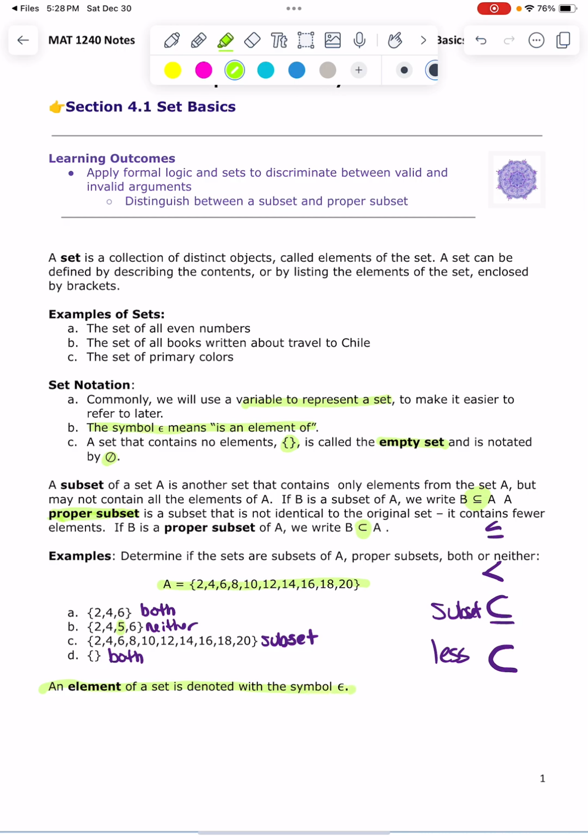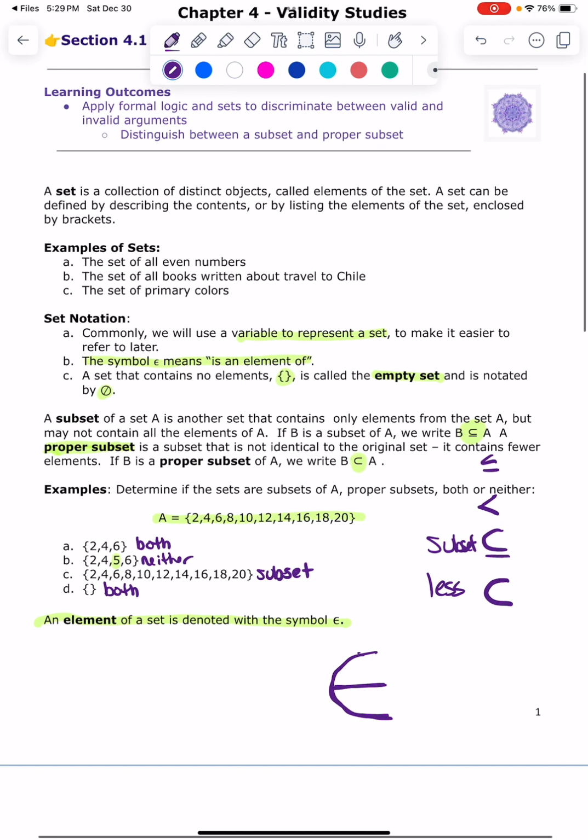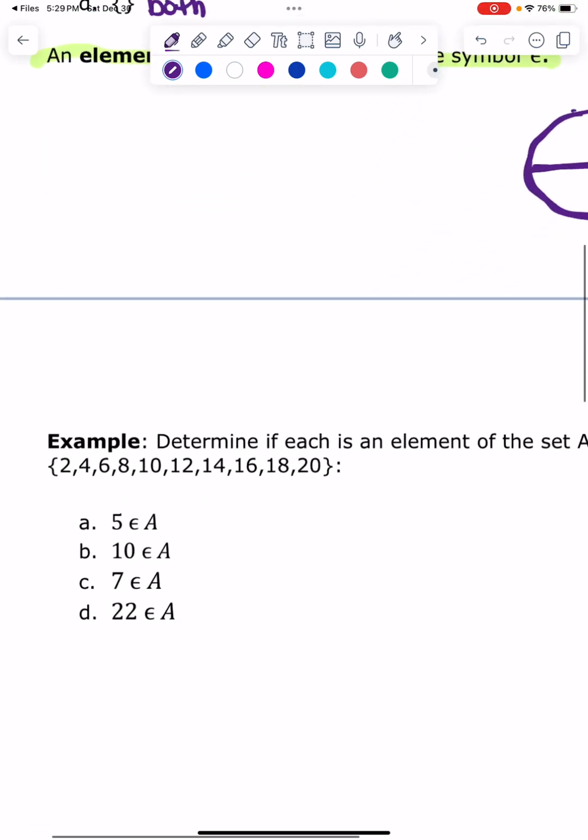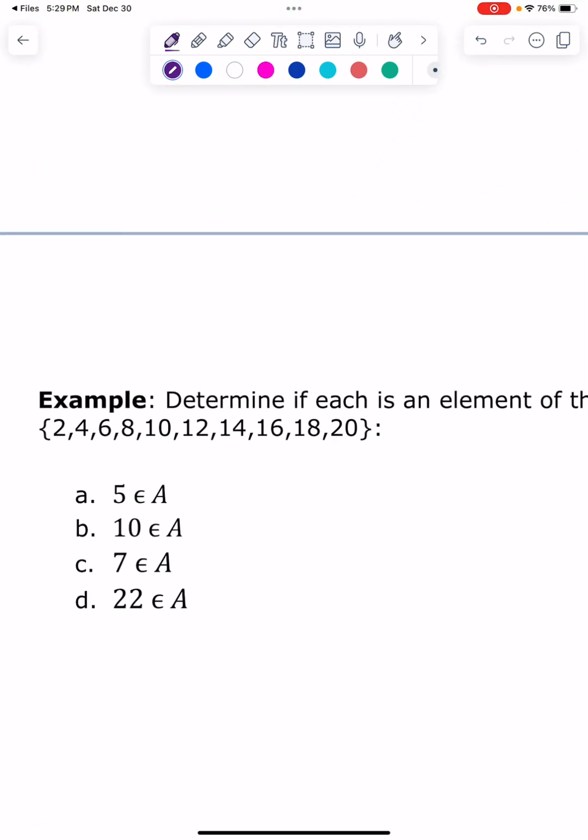The element is denoted with the symbol. It's kind of like an E. I'll draw it a little bit bigger for you. It's like this. So you draw kind of like the subset sign, and then you put a line in there. So this is saying is an element of, and then we have examples. We have the same set again. Set A is 2 through 20, all the even numbers. Is 5 an element of A? That's what this is saying.